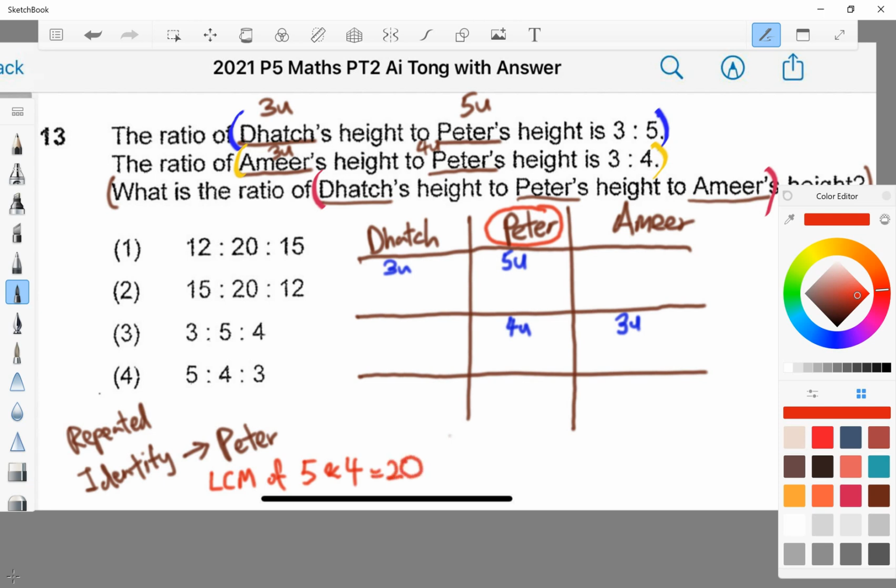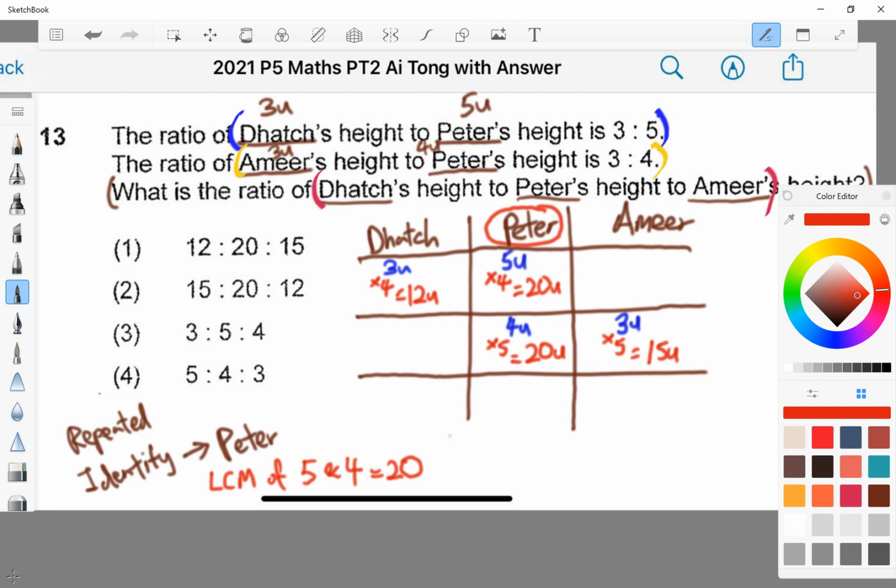So how can I achieve the final ratio, which is what the question wants? I have to turn 5 units into 20. And how will I do that? I will times 4 to the 5, I will times 4 to the 3. Which means that eventually my Peter is 20 units for my first row, and Dutch will be 12 units. What about the second row? I want to turn this 4 units into 20 units. I have to times 5, and I'll have to times 5 to the 3 units that belongs to Amir. So now I have 20 units for Peter and 15 units for Amir.